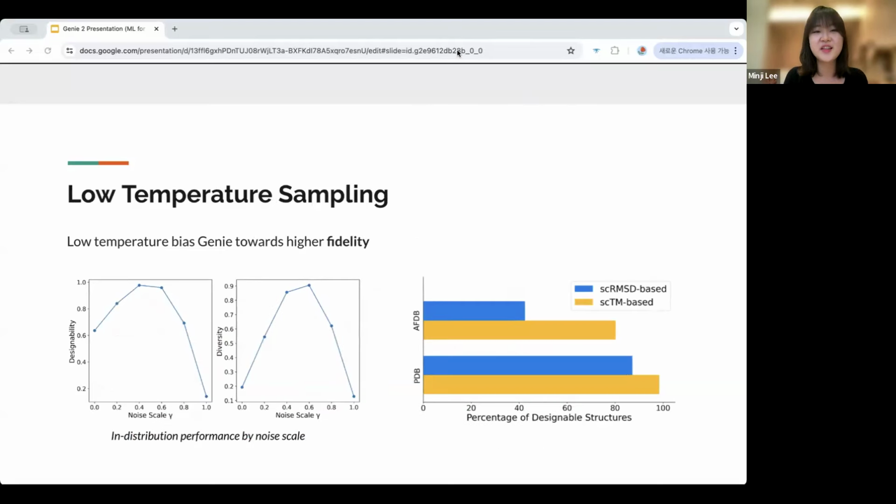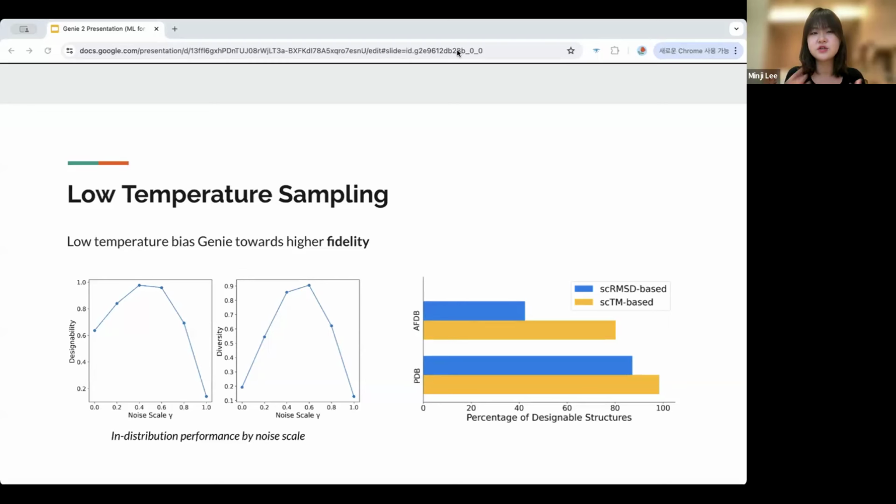So then, why is low temperature sampling necessary? In terms of performance, low temperature sampling is beneficial. We use 0.6 noise scale for unconditional generation and 0.4 for motif scaffolding, as it gives better performance, as the plot on the left shows designability and diversity by noise scale.